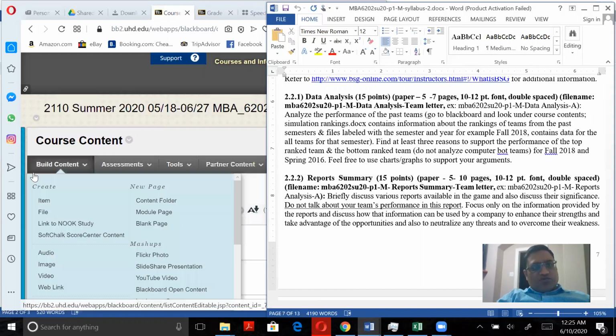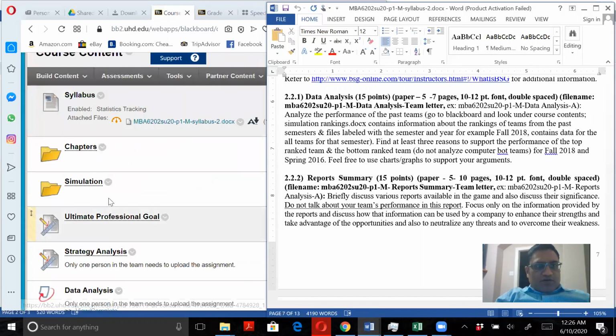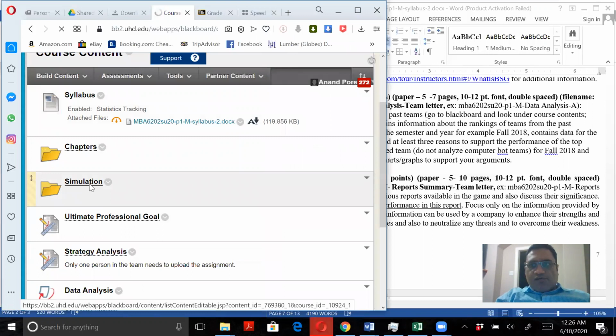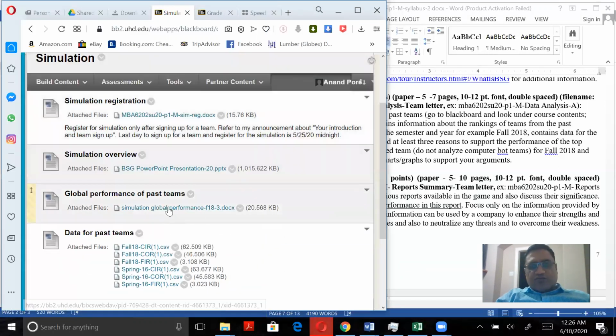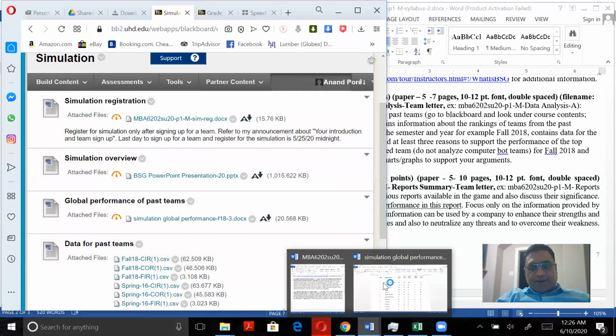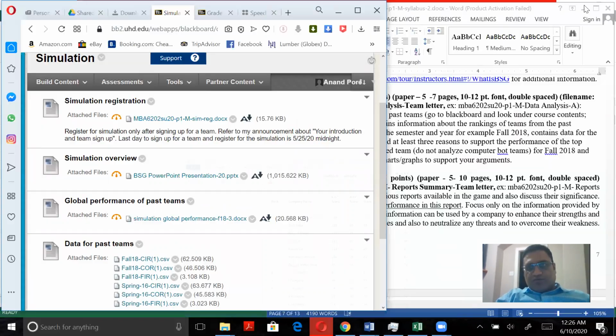So you go to Blackboard. We are here in Blackboard, and look under course content. And then it says go look under simulation rankings. So we are going to go into simulation, and then we go to simulation rankings. I've already opened this file right over here. It gives you the standings for the teams.